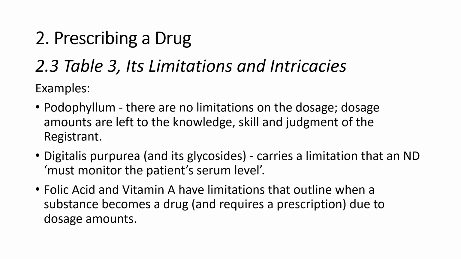Folic acid and vitamin A are two examples of where the limitations outline when a substance becomes a drug due to dosage amounts. Folic acid under 1 mg per dose, or where the total dosage per day is less than 1 mg, is not a drug and does not require a prescription. The moment the ND increases the dosage or daily dosage above 1 mg, folic acid becomes a drug and a prescription is required. The same applies to vitamin A with a dosage or daily dosage of 10,000 IU.